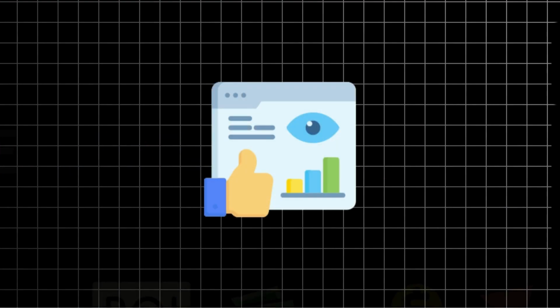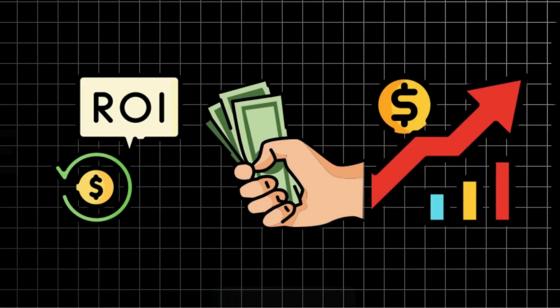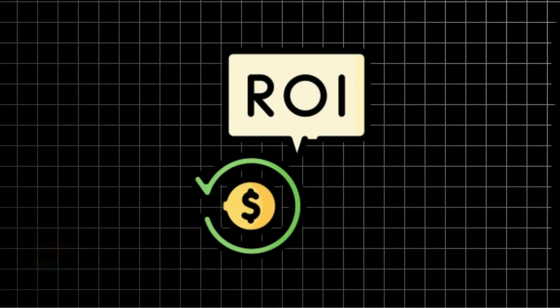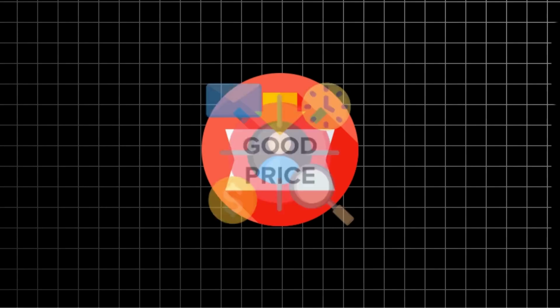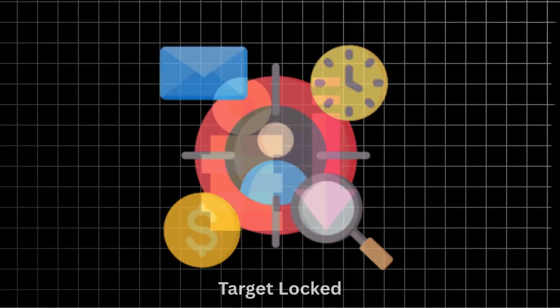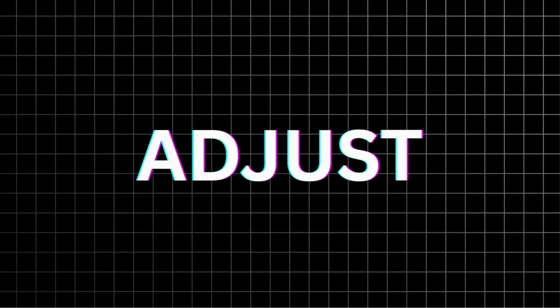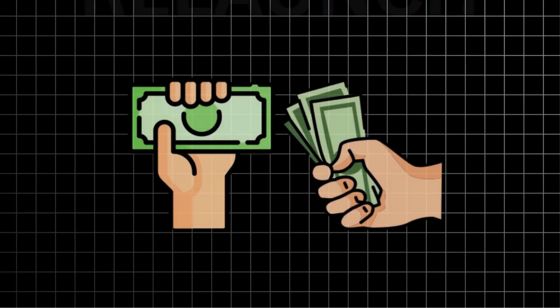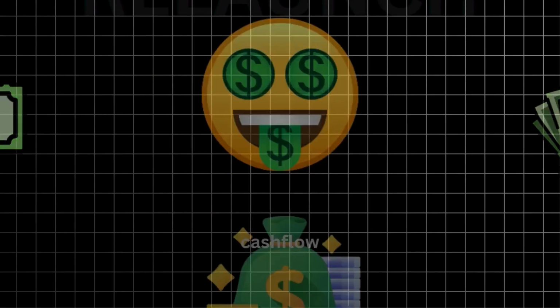Don't just chase views and likes. Look at the actual return. It's like the scoreboard of your marketing game. High ROI means your messaging is clear, your offer is strong, and your targeting is on point. Low ROI? Time to adjust, improve, and relaunch. Always be measuring your returns, because profit is the real flex.